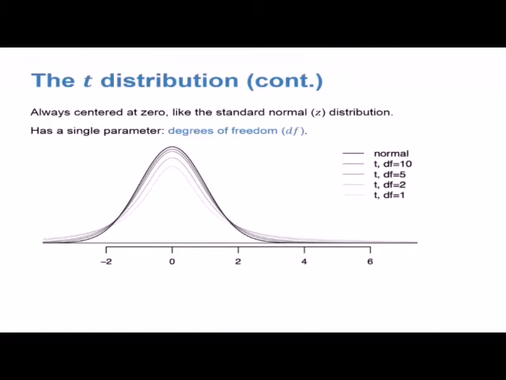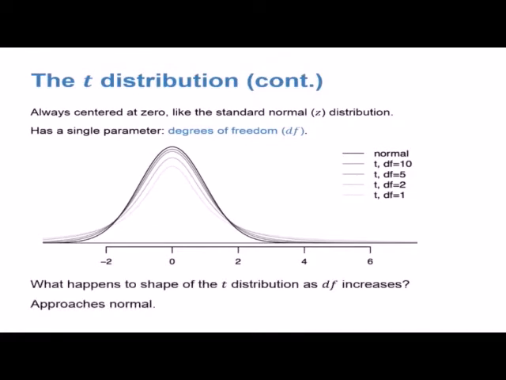The t-distribution is always centered at 0, like the standard normal distribution, and it has a single parameter, which we call degrees of freedom, denoted by df. In this picture, you can see that with small degrees of freedom, our t-distribution has very large, very thick tails. And as the degrees of freedom increase, we get closer and closer to what? A normal distribution.